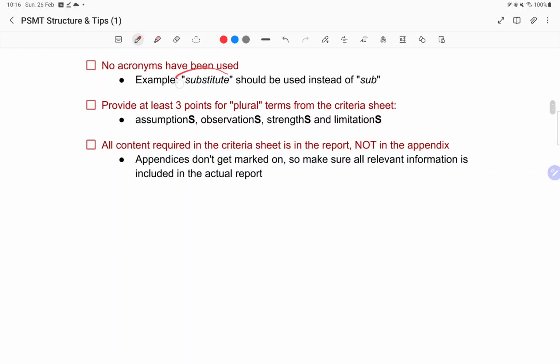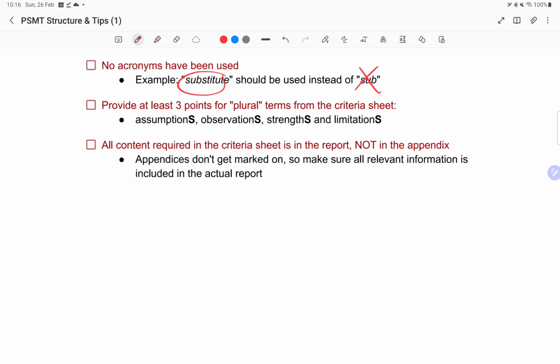No acronyms. Never use "sub"; you have to use "substitute". Never use just "sub". Alright. No short forms in this, because "sub" and "substitute" count towards one word in the word count. There's no point shortening it. Okay. Always no acronyms.